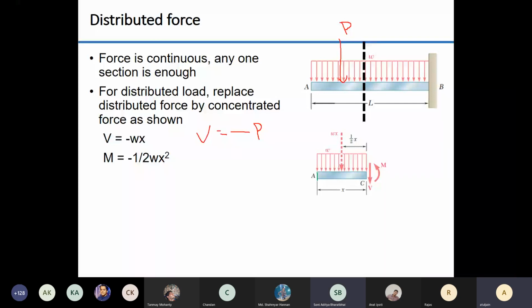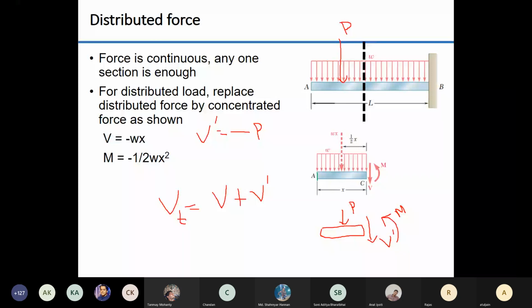At this cross section, if I only consider the load P, then my free body diagram looks like this, with V and M. Let's call this V prime. So can I say V prime is equal to minus P? Yes. So the total V is equal to V plus V prime. So if there was a point load and a uniformly distributed load, you could solve it like that also.